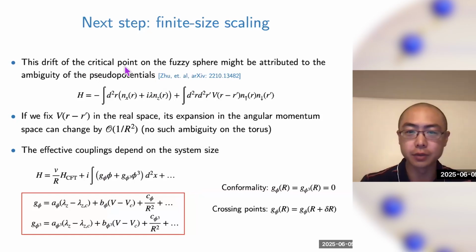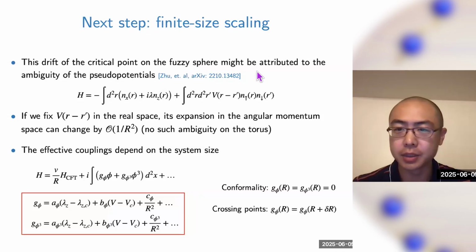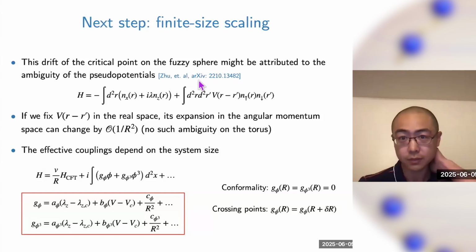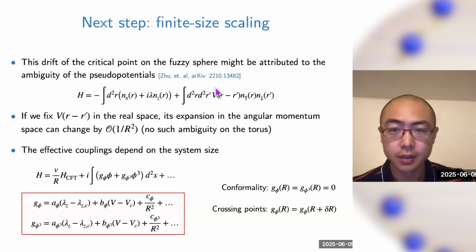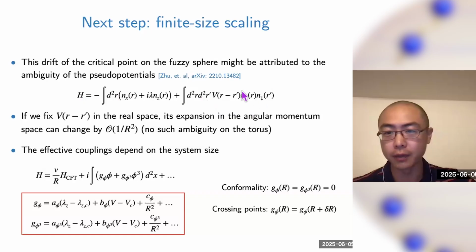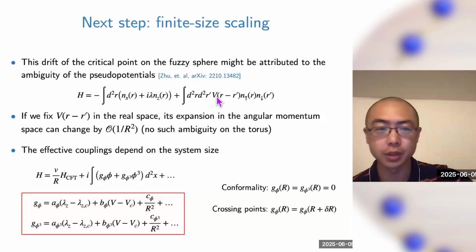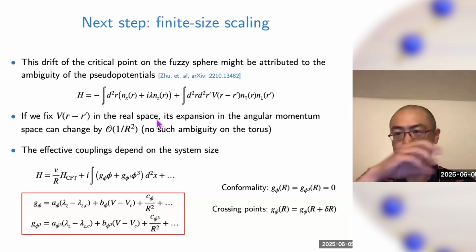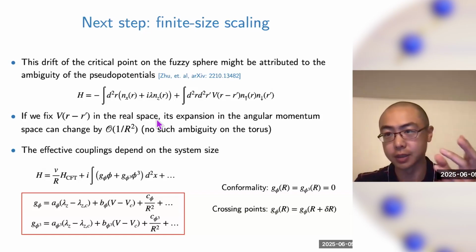And here the drift of this critical point on the fuzzy sphere might be just attributed to the ambiguity of the definition of pseudopotentials, which is something that has been observed in this very first paper on the fuzzy sphere. So here we recall that in the Hamiltonian, we have this ferromagnetic coupling that is defined via the sphere pseudopotentials. And if we want to fix the pseudopotential in the real space, then its expansion as some summation of some delta functions or its derivatives.